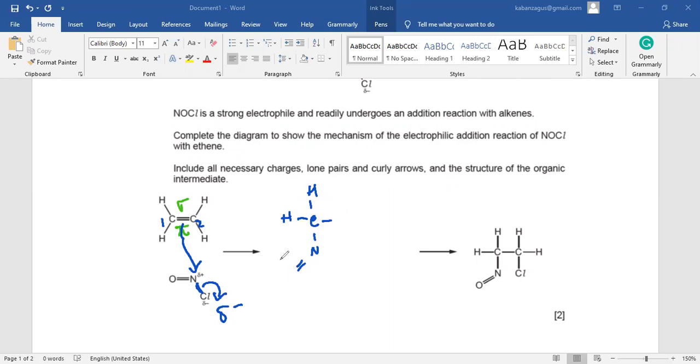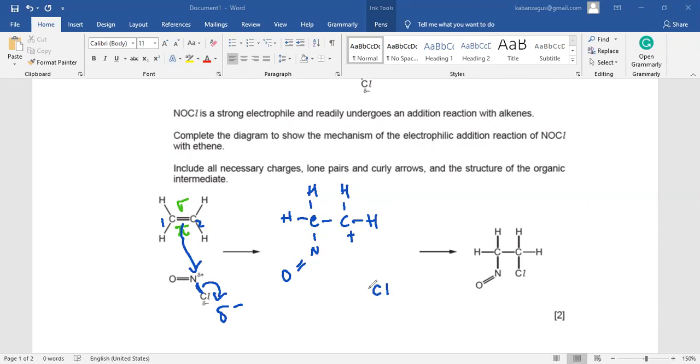a lack of electrons. So this NO is already attached to carbon number 1. And because carbon number 1 uses the electron of carbon number 2, it will create a positive charge over here in carbon number 2. So you would have this one. And then this plus charge is attracted to Cl.